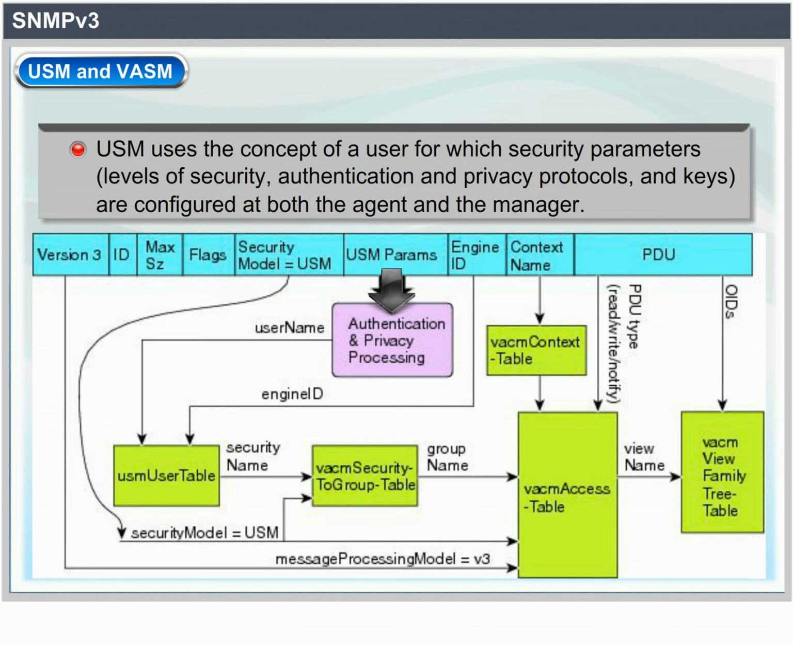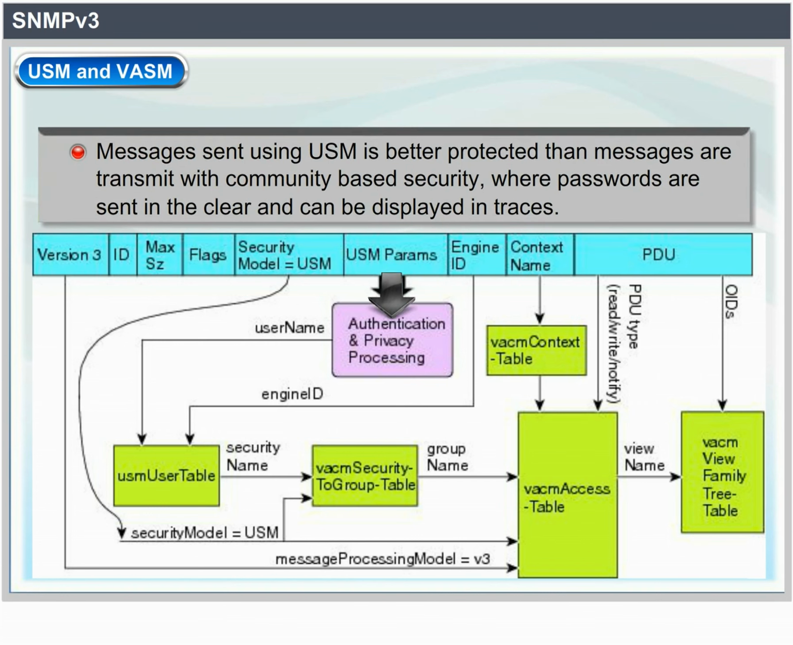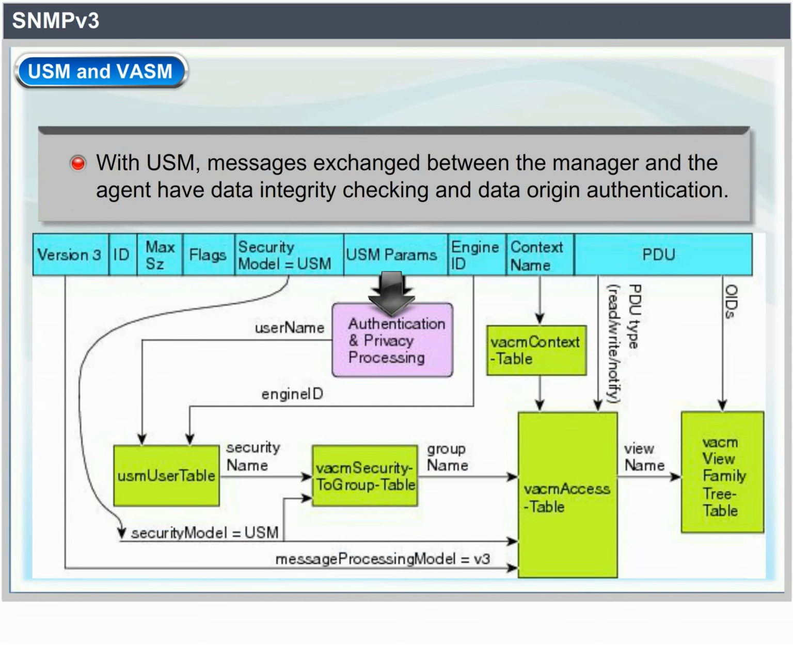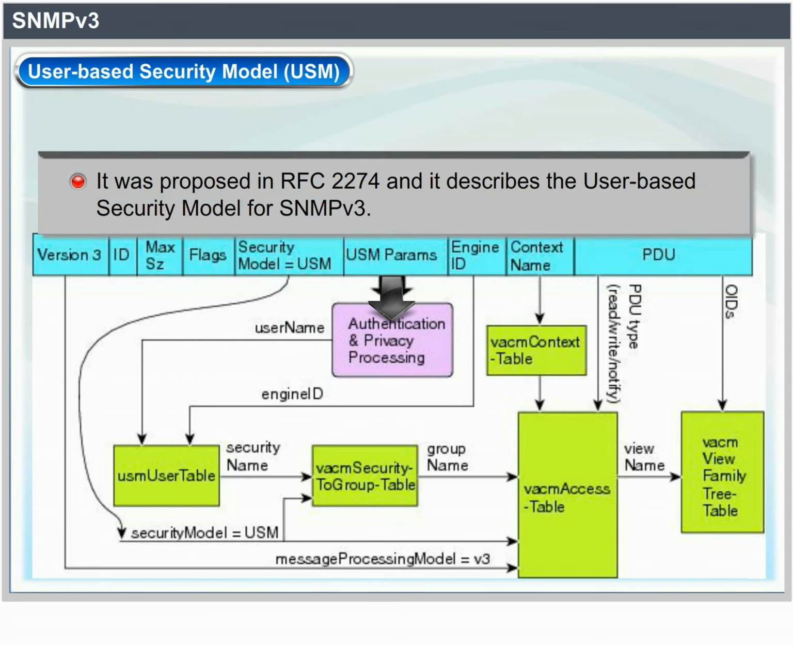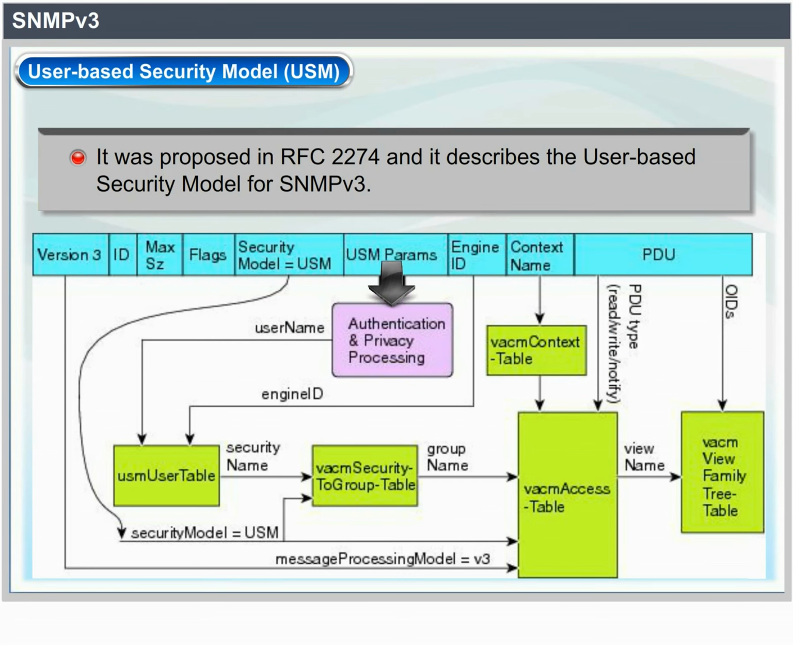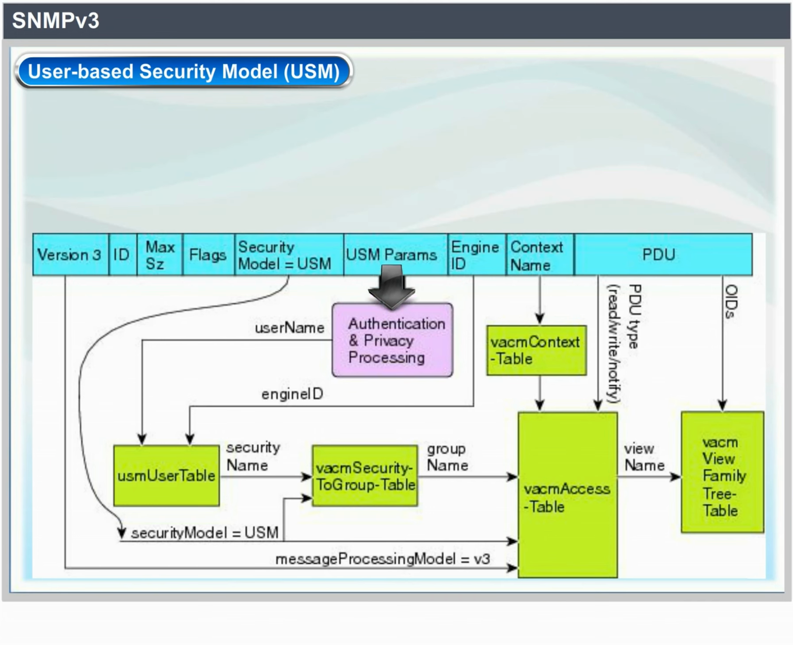Messages sent using USM are better protected than messages sent with community-based security, where passwords are sent in the clear and can be displayed in traces. With USM, messages exchanged between the manager and the agent have data integrity checking and data origin authentication. User-based security model USM. It was proposed in RFC 2274 and it describes the user-based security model for SNMP v3. It defines the elements of procedure for providing SNMP message level security.